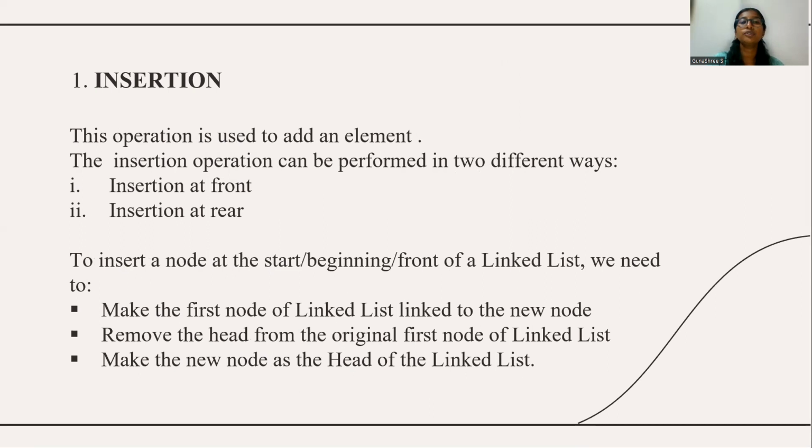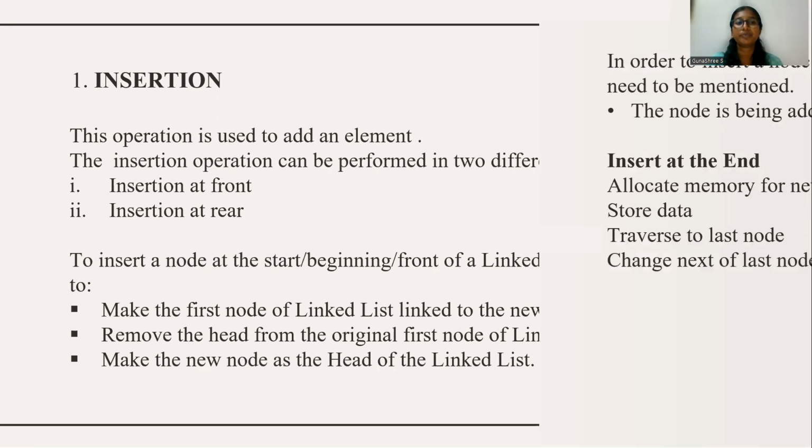First we have to make the first node of the linked list point from a new node, then remove the head from the original first linked list node, and then we make the new node the head, and then the new node will be inserted at the front.